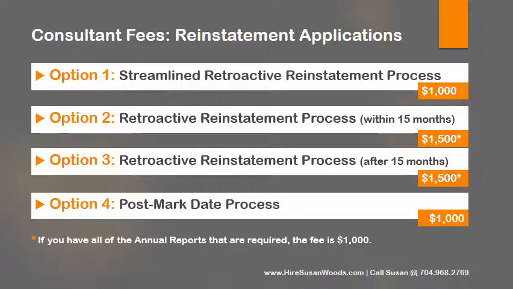Now, there is a caveat. That's why we have the asterisks. If you have all of the annual reports that are required in option 2 and option 3 readily available, already in paper format, and all we have to do is make copies for the IRS, then the fee is only $1,000 for me to complete everything else for option 2 and option 3.